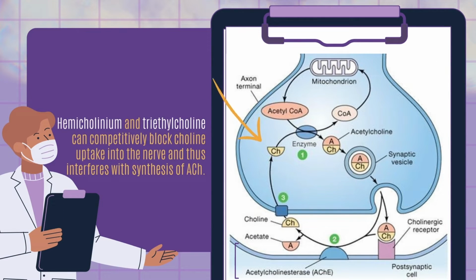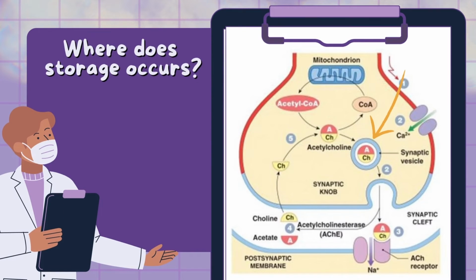However, obstacles can occur when hemicholinium and triethylcholine can competitively block choline uptake into the nerve and thus interfere with synthesis of acetylcholine. Now that acetylcholine is formed and synthesized, where does storage occur?